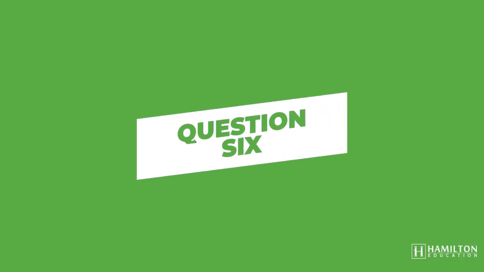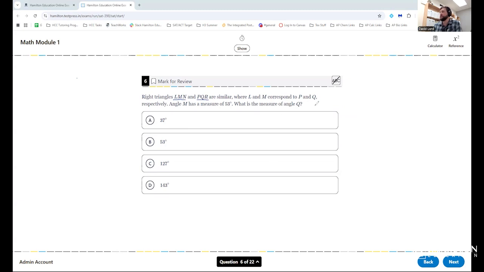Question number 6. Right triangles LMN and PQR are similar. So I don't have any triangles drawn, so I might draw 2 triangles. It says that it's right triangles, so I'm going to draw 2 right angles. L corresponds to P, M corresponds to Q. So let's just say we had L here, and then M, and then N. So M must correspond to Q. So Q must go up here, and P must go down here. And that means R is over here.